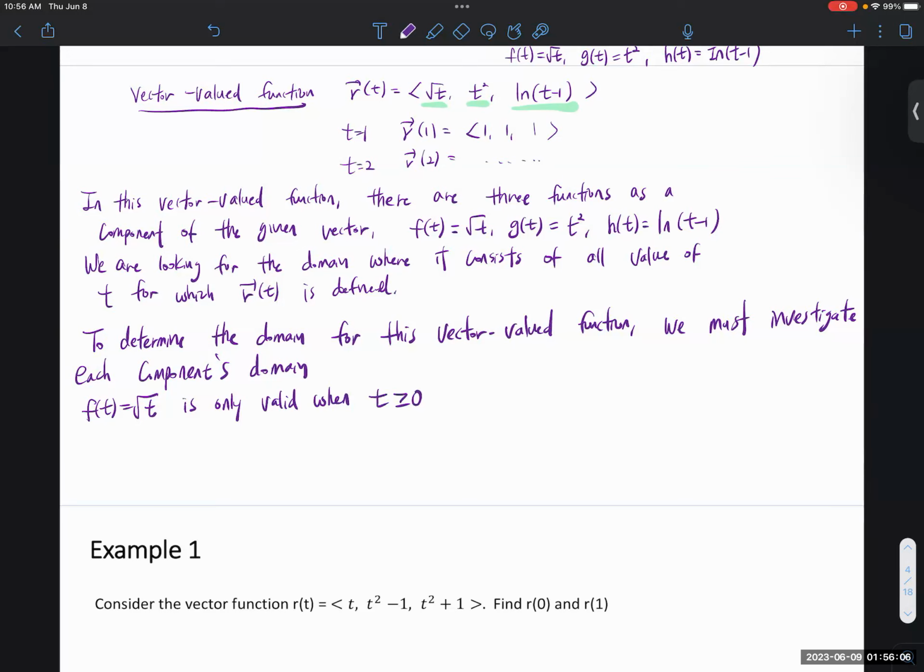And then the last function, we are looking for the domain. So the denominator cannot be 0. That's the definition of the fraction. So t is not going to be 4. So you have all real numbers except 4. So this is the domain for the last function.